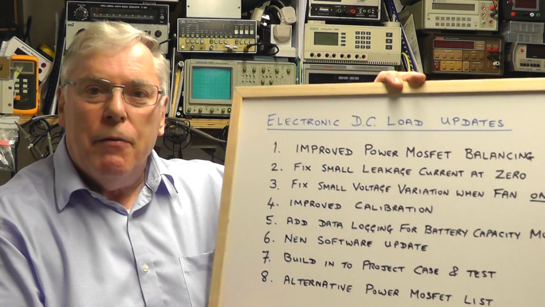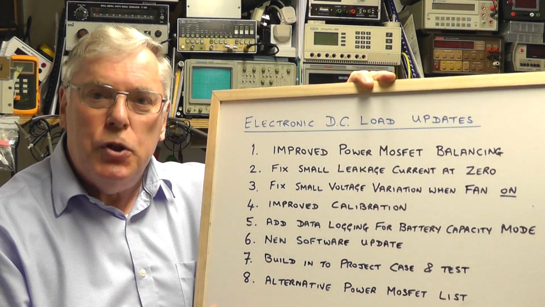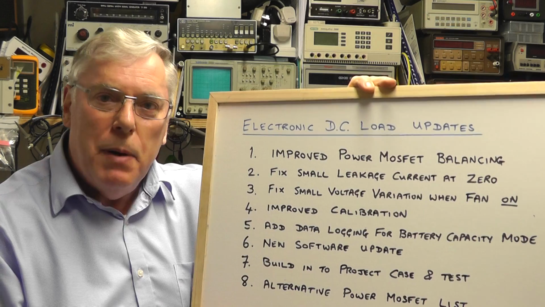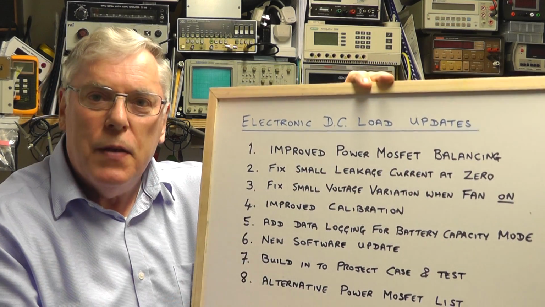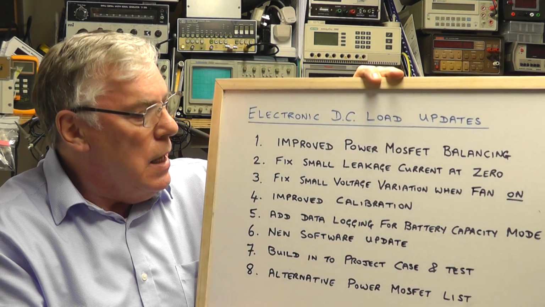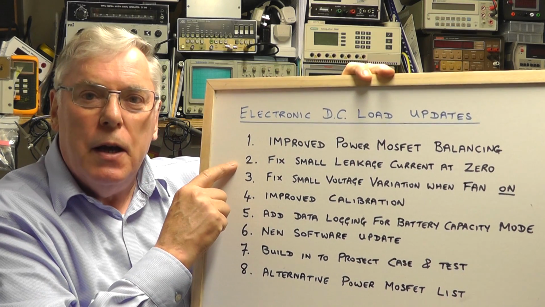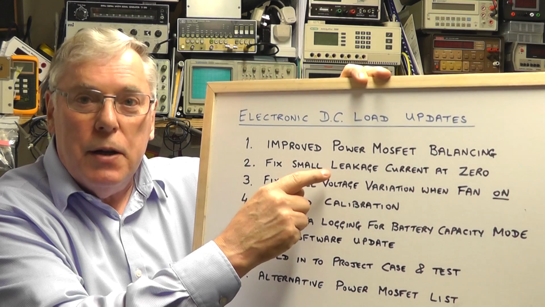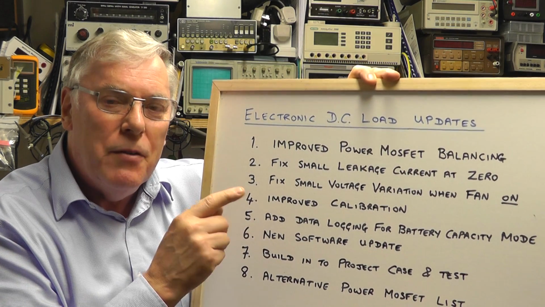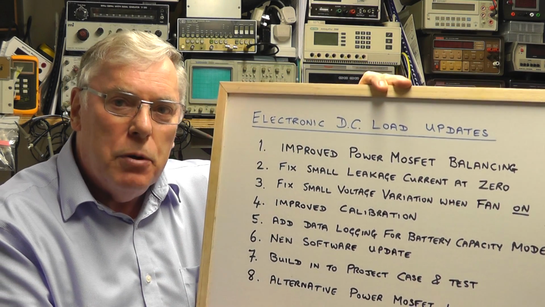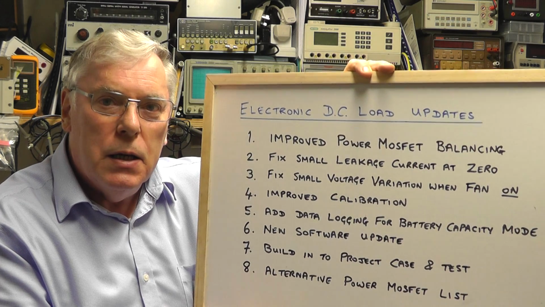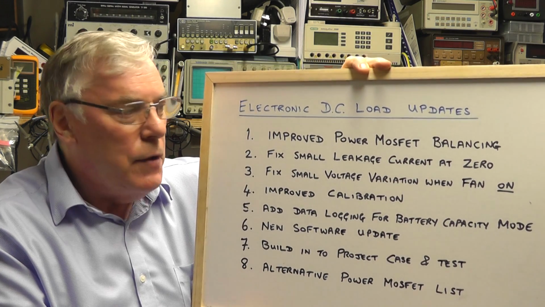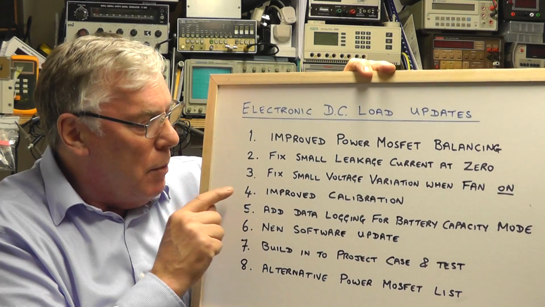Well, the first thing we're going to have a look at is improving the sharing of the power, the balancing of the power MOSFETs. So I'm going to have another look at that and see whether we can improve that. I'm going to look at solving an issue that was pointed out when it's set at zero current. In fact, when the load was switched off, we had a little bit of leakage current of probably 7 or 8 milliamps still going through the MOSFET. So we're going to try and solve that problem.